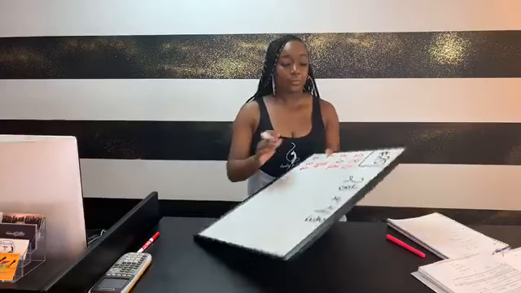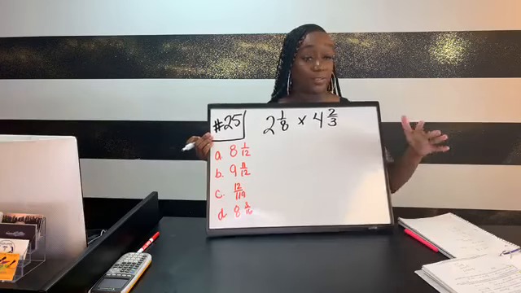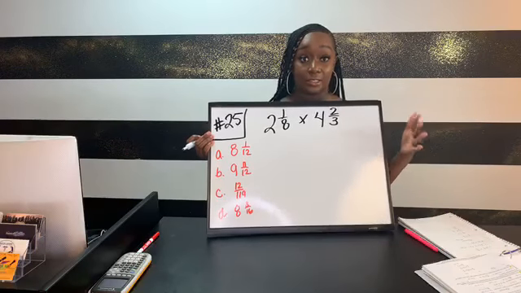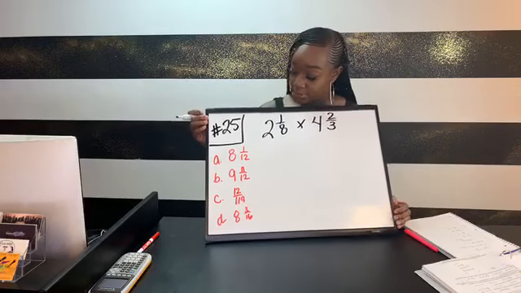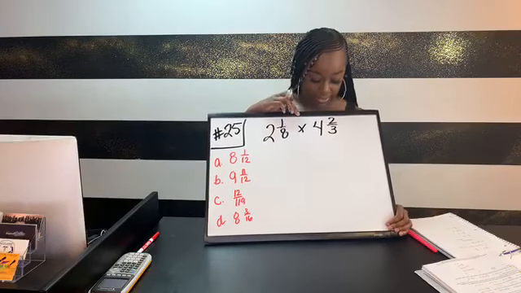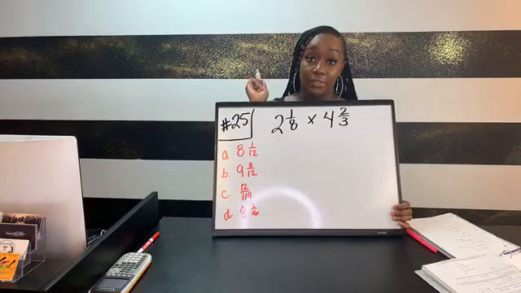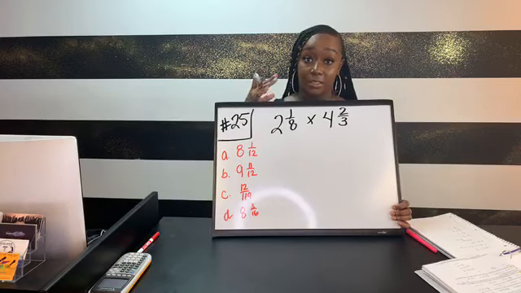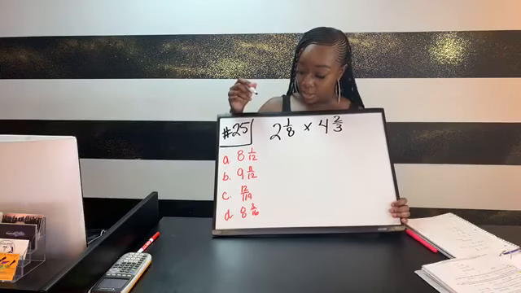So if we look at our question, this is number 25 on the diagnostic. Remember, if you haven't had a chance to take the diagnostic, it's located under the files tab at the very top of the group. So we have 2 1/8 times 4 2/3. If you tuned into the mini review for fractions yesterday, remember my best advice: whenever you're dealing with mixed numbers, always convert them to improper fractions.